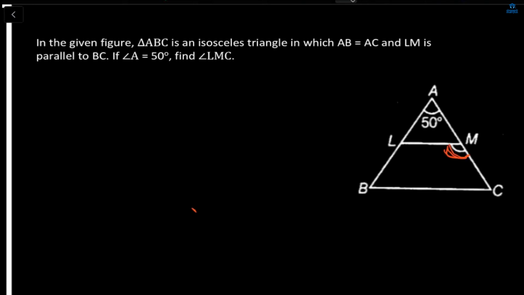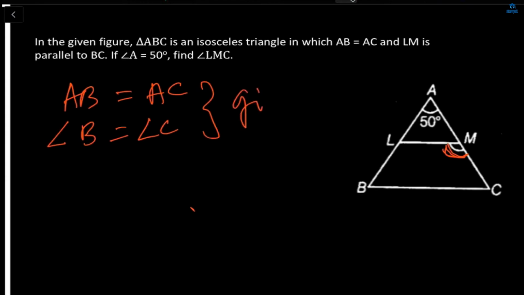See, in the given figure, triangle ABC is an isosceles triangle. If ABC is an isosceles triangle, that means AB will be equal to AC, and angle B will be equal to angle C. That is given to us, because triangle ABC is isosceles. It is written AB is equal to AC, and LM is parallel to BC. This is given to you. If angle A is 50 degrees, only angle A is given as 50 degrees.